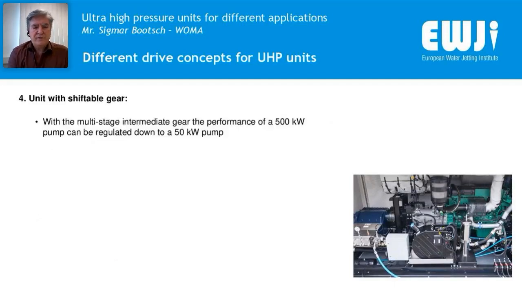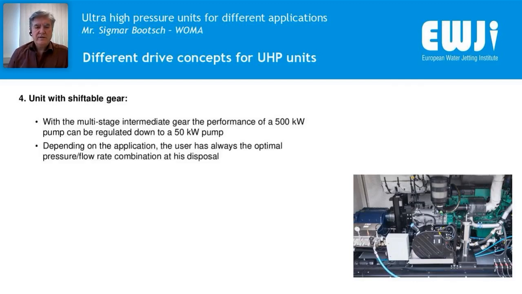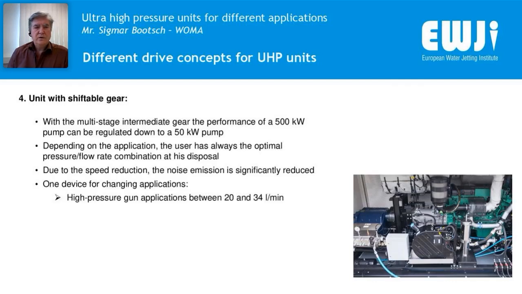The main advantages of this solution are: the performance of the 500 kilowatt pump can be regulated down to a 50 kilowatt pump without any bypass water. So we take from the diesel engine only the power we need to produce a specific pressure and flow rate for the water tool and the application. Due to the speed reduction, the noise emission is also reduced, and you have only one device for different applications.